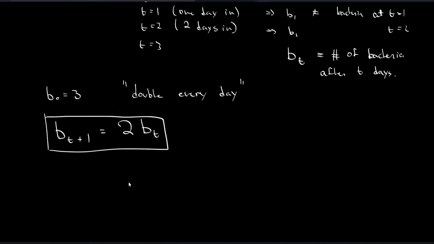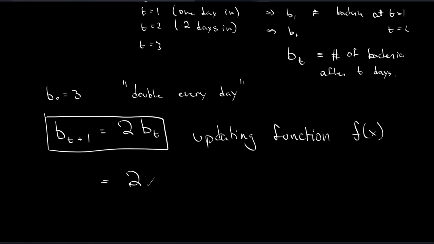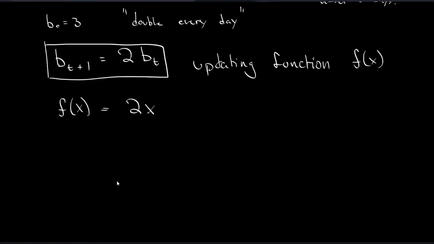It's called the updating function. And we call it f of x. So all we do is we replace the B of t by x. So the updating function over here, we call it f of x. It's just 2x. And don't get confused by this.